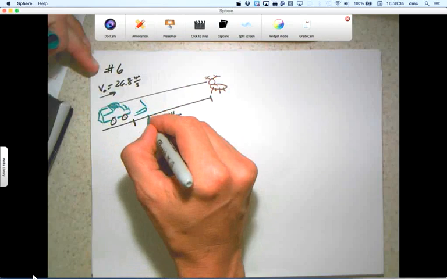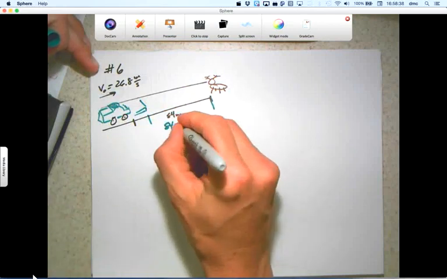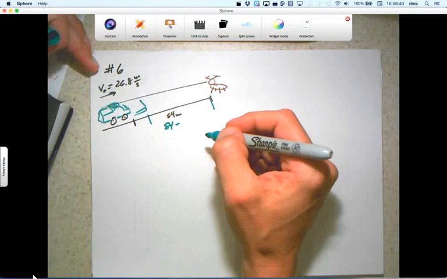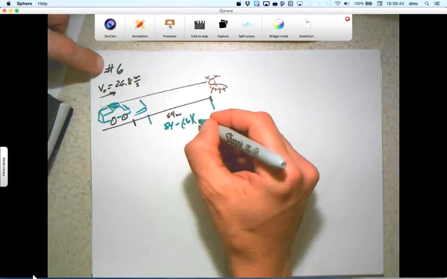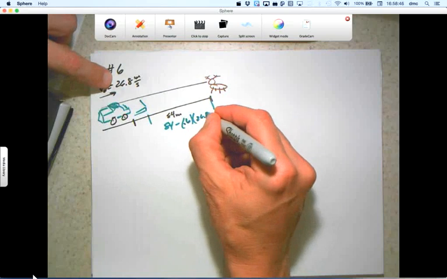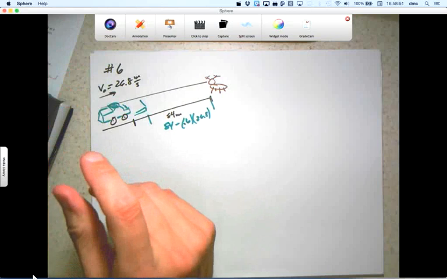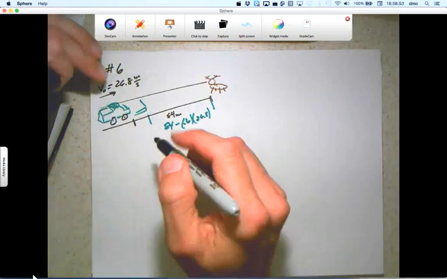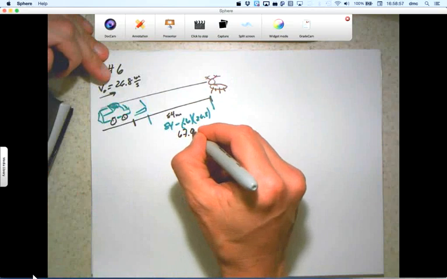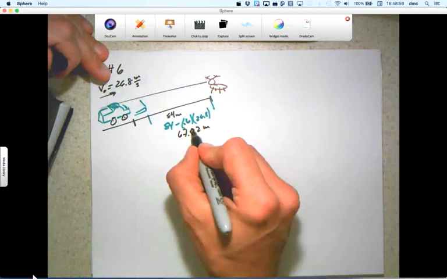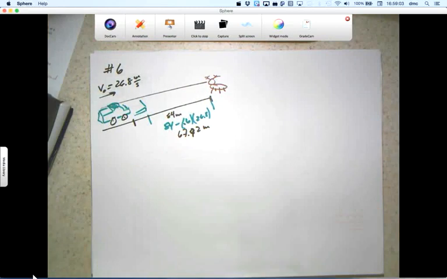So this new distance is going to be 84 minus, well, let's see, how far did he go? 0.6 seconds times his velocity of 26.8 meters per second. So the actual distance that the driver has is 67.92 meters. So that's how far the car has to stop in less than that, hopefully, and not hit the deer.